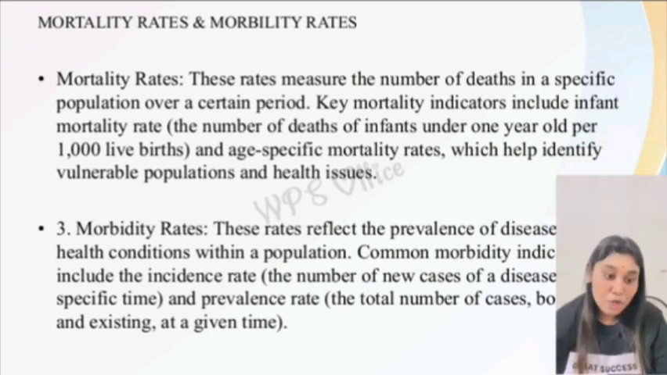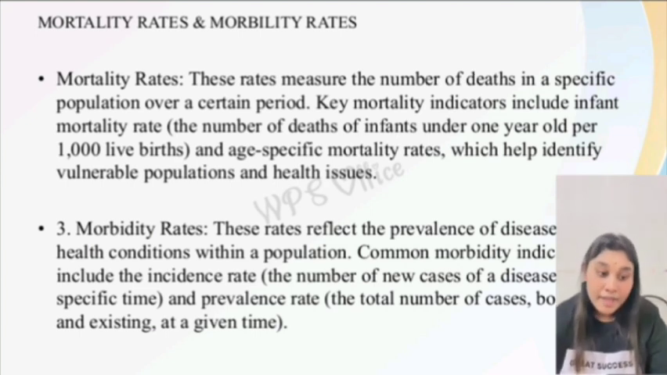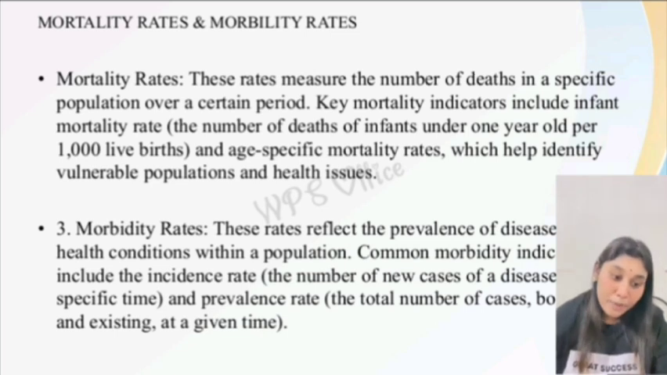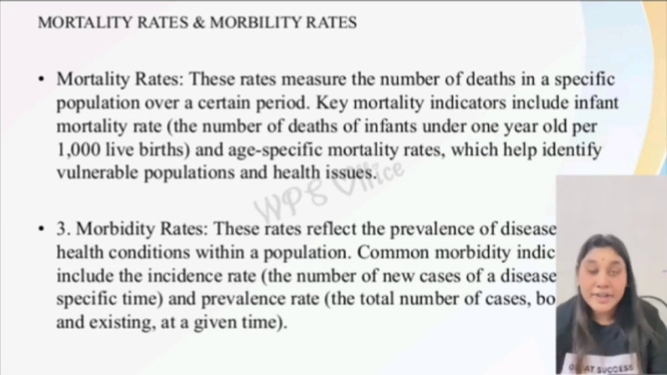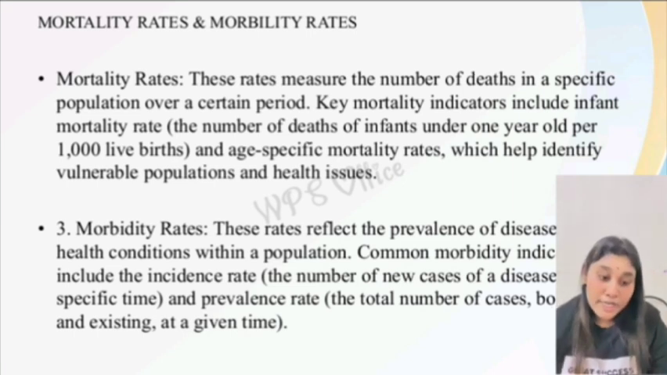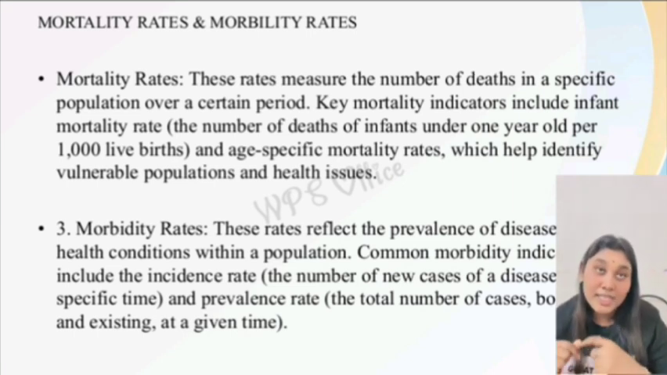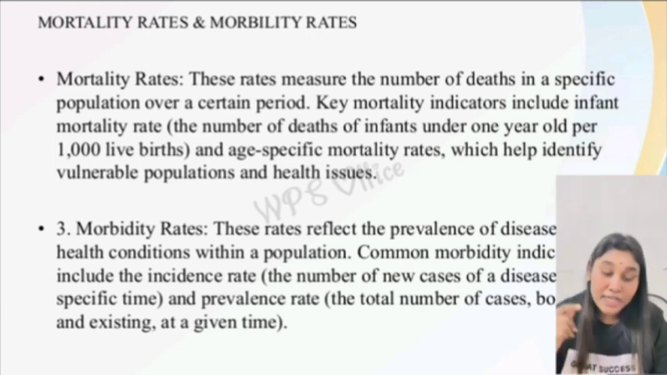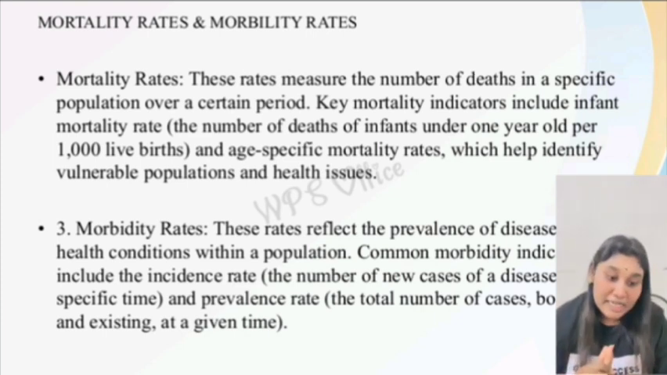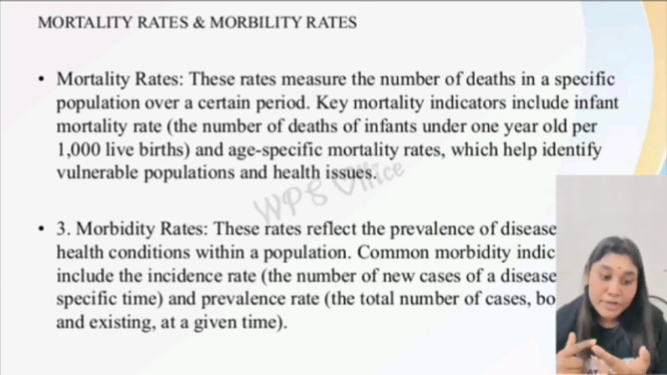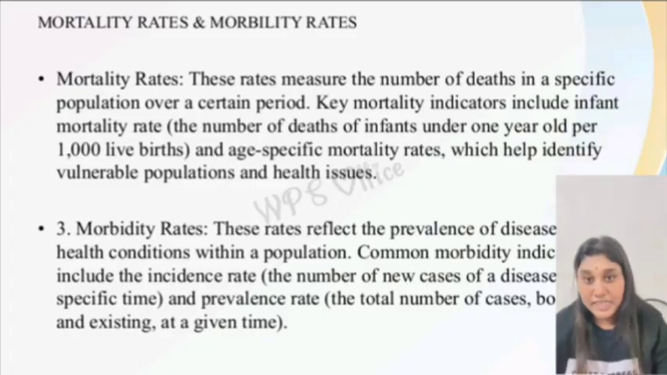The second one is morbidity rates. These rates refer to the prevalence of disease or health conditions within a population. Common morbidity indicators include the incidence rate, which is the number of new cases of the disease during a specific time, and the prevalence rate, which is the total number of cases, both new and existing, in a population at a given time.